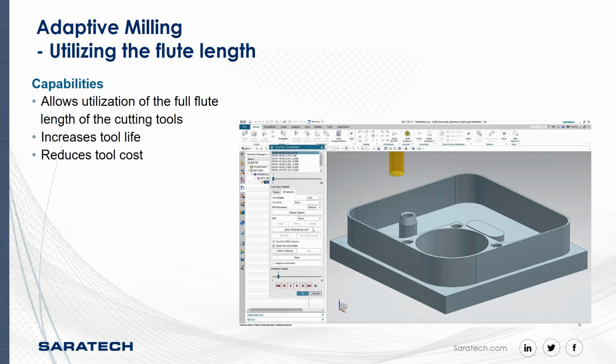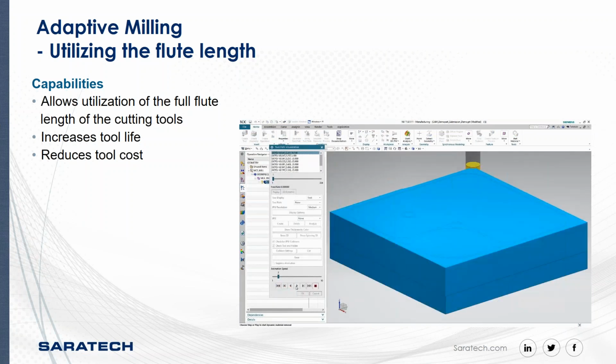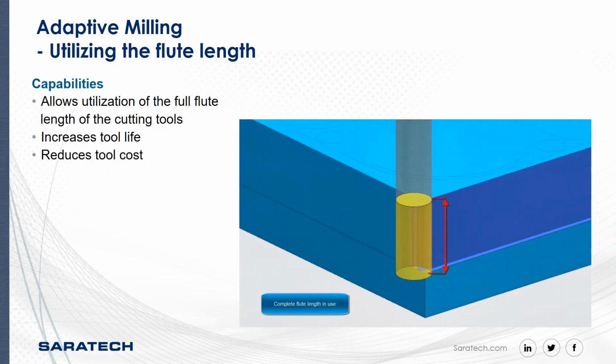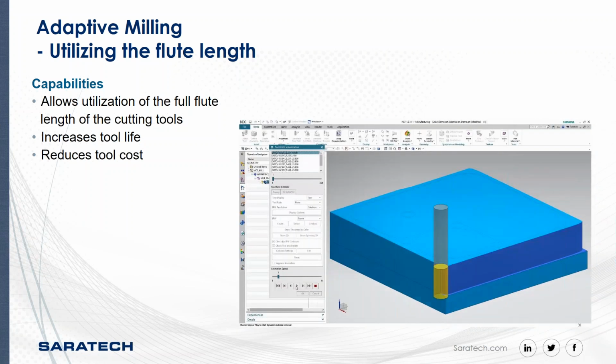You can see in this video, it's going to go down to a certain depth. That's all the flute length that it has. And on the machine tool, you would think that would be a heavy load, but in all reality, it's a very light load. And it's going off of a volume of material removal instead of a feed rate and a spindle speed. It increases the tool life, it reduces the tool cost. And again, it allows you to utilize the full flute length of the cutting tools.